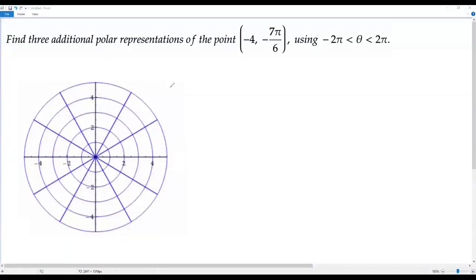Here we have a problem on polar coordinates. Okay, let's go to the question. Find three additional polar representations of the point (-4, -7π/6) using -2π < θ < 2π. So here we have polar coordinates.